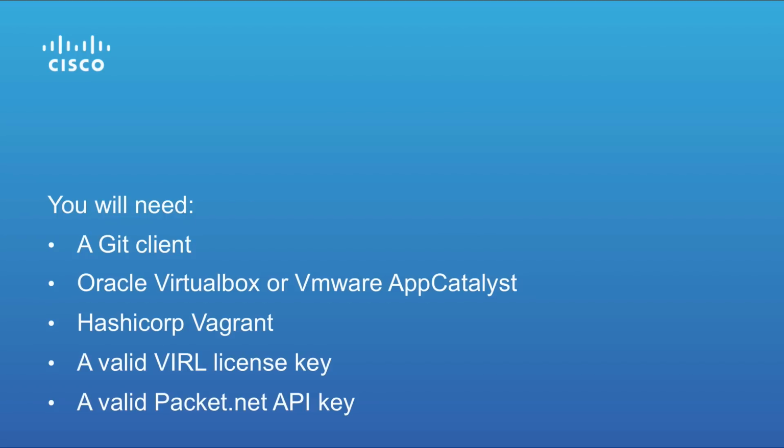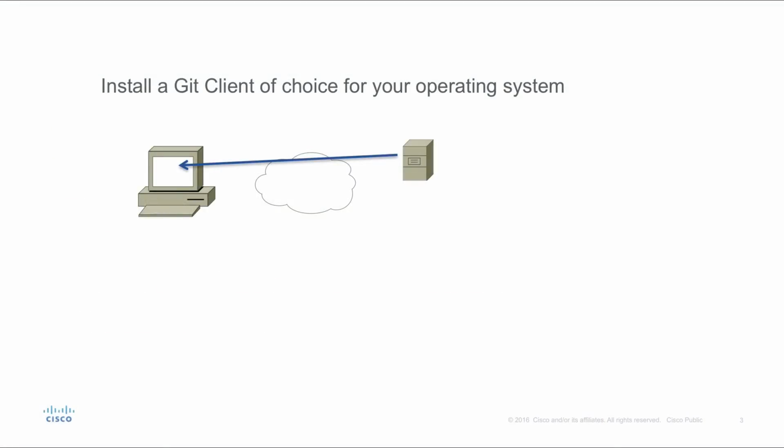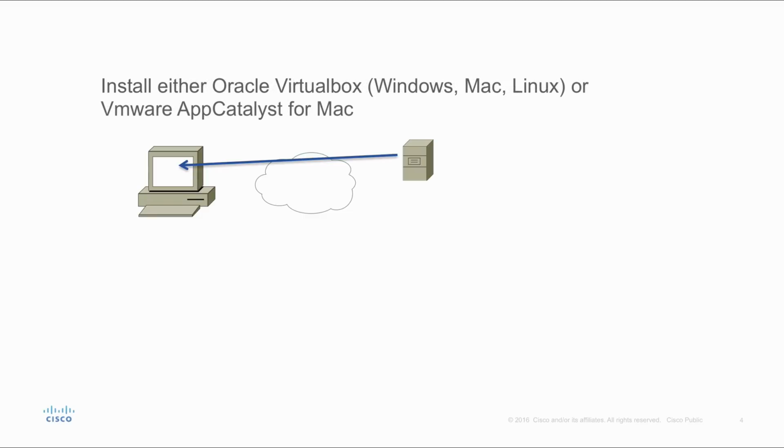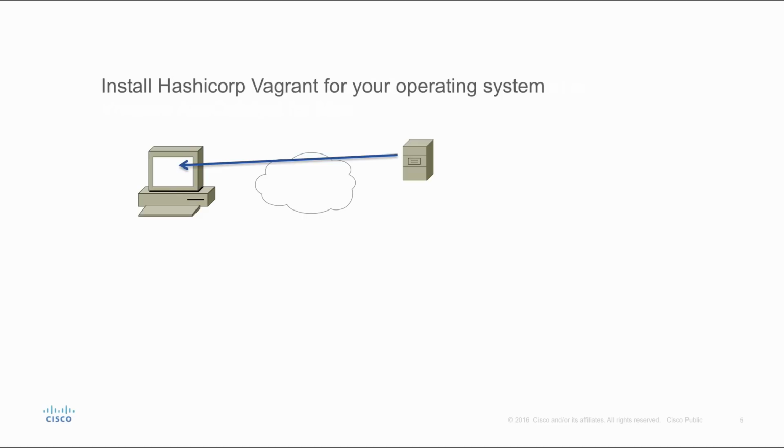You will need a Git client, Virtualbox or AppCatalyst, Hashicorp Vagrant, a valid license key and a packet.net API key. You're going to install a Git client of choice because we will be pulling in from a Git repo, as well as either Oracle's Virtualbox or VMware's AppCatalyst. We're then going to be installing Vagrant from HashiCorp, appropriate for your operating system, and the appropriate plugin, either for Virtualbox or for VMware AppCatalyst. Both of these are available free of charge.